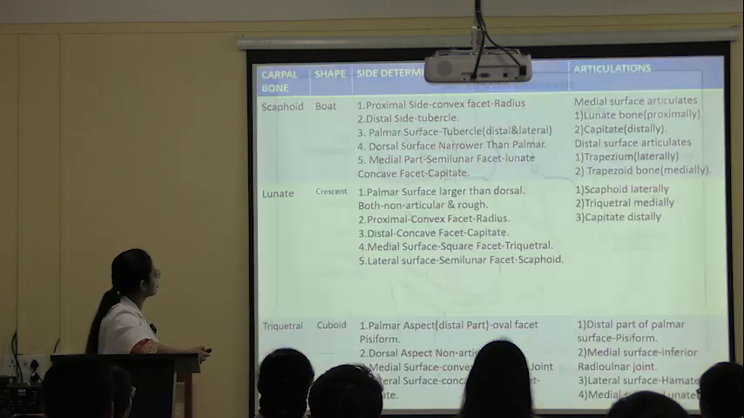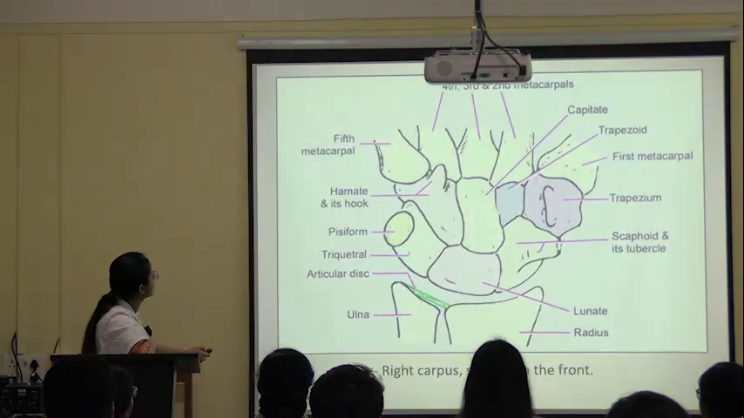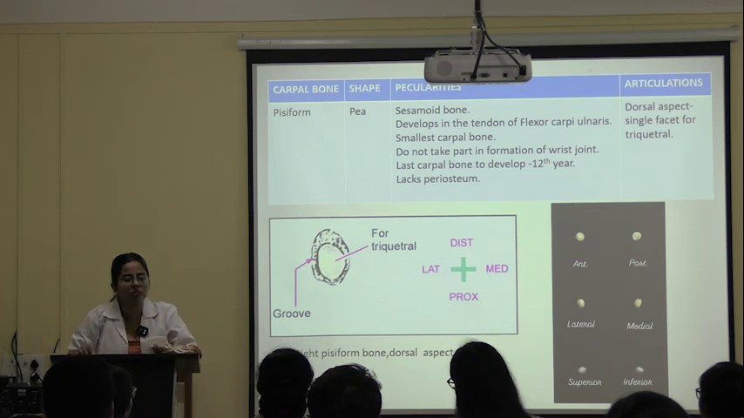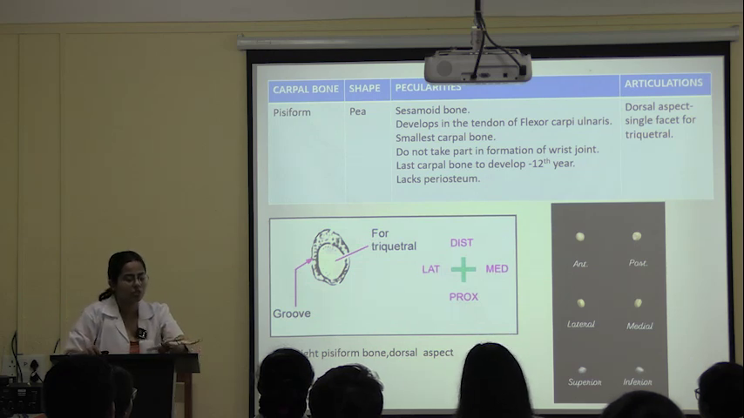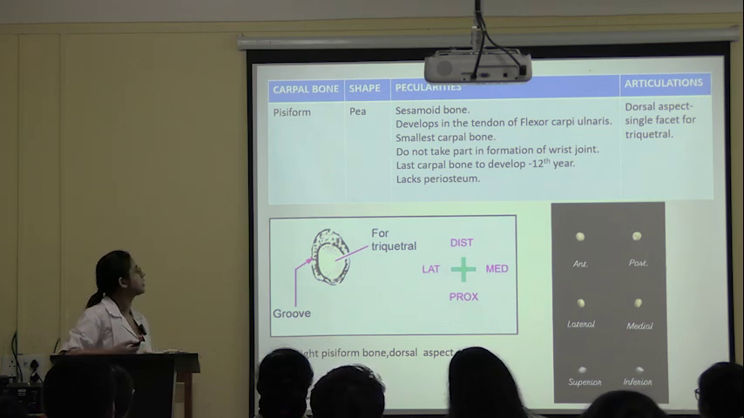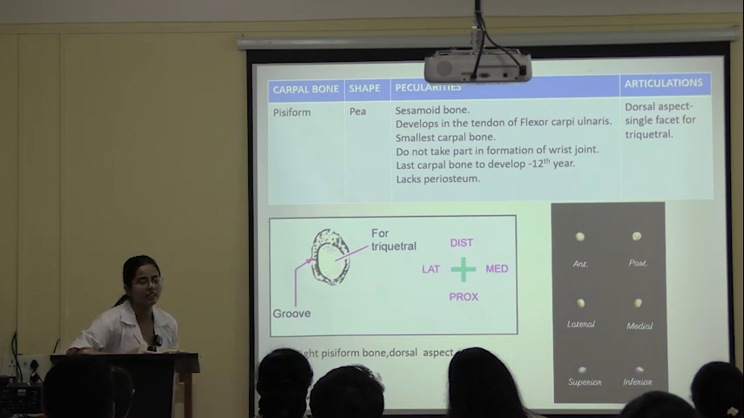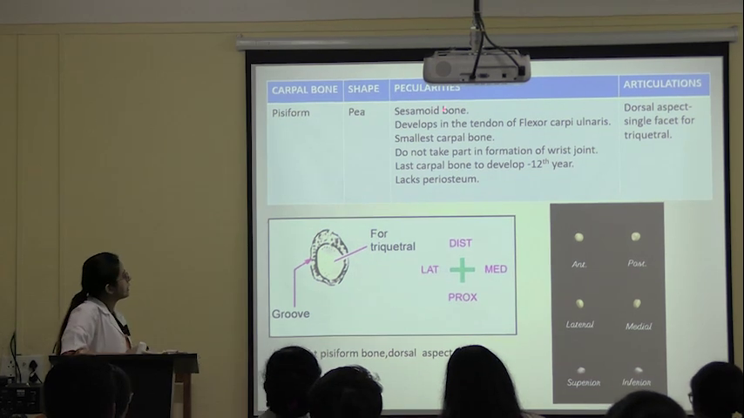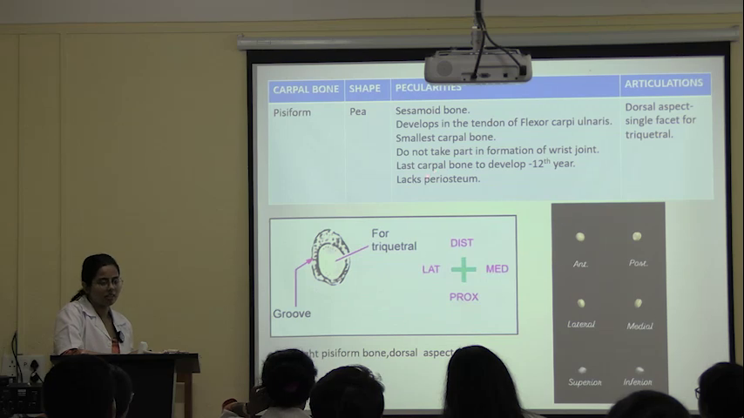Then next bone is your pisiform. It's very important. So anyone can tell what is a sesamoid bone? The bone which develops in tendon or muscle. Yes, it develops in tendon. So there are some peculiarities of pisiform bone. It's the smallest carpal bone. And it develops in the tendon of flexor carpi ulnaris. You have seen flexor carpi ulnaris in your dissection hall. It's been shown, na? So it develops in the tendon of flexor carpi ulnaris.